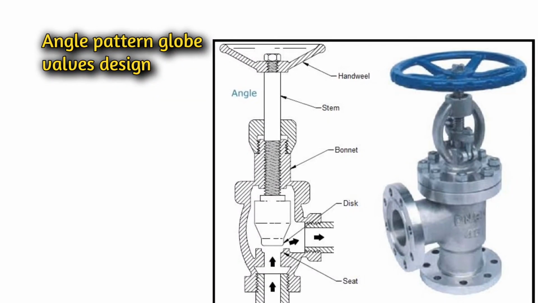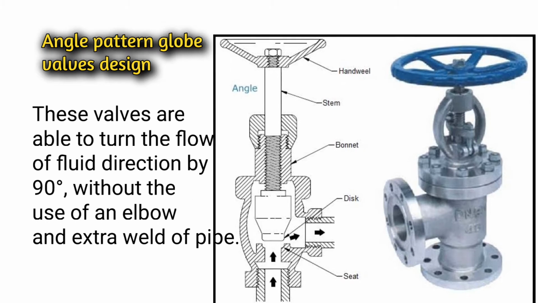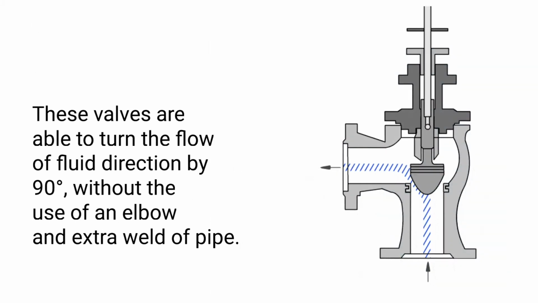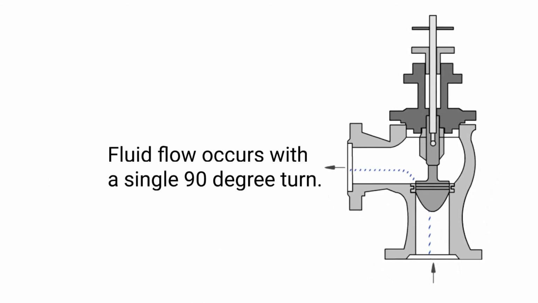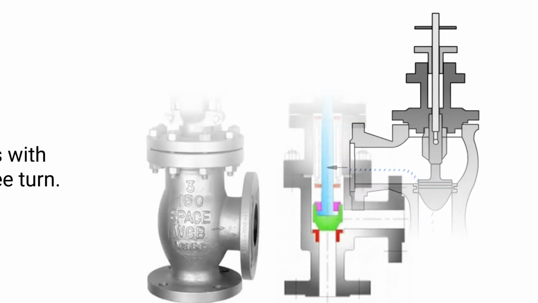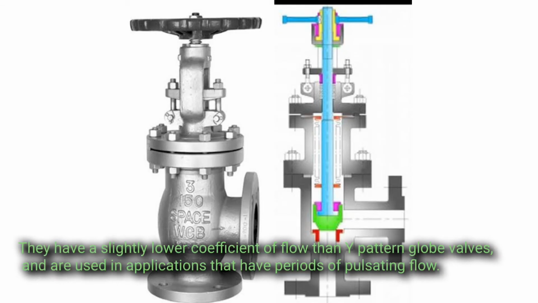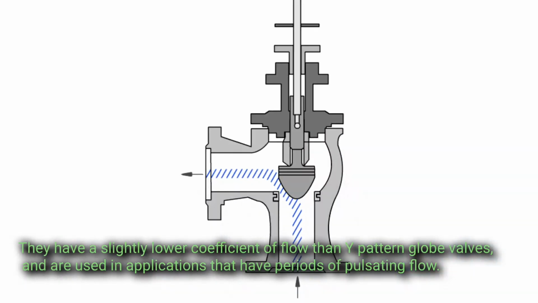Angled pattern globe valve design. These valves are able to turn the flow of fluid direction by 90 degrees, without the use of an elbow and extra weld of pipe. Fluid flow occurs with a single 90-degree turn. They have a slightly lower coefficient of flow than Y-pattern globe valves, and are used in applications that have periods of pulsating flow.